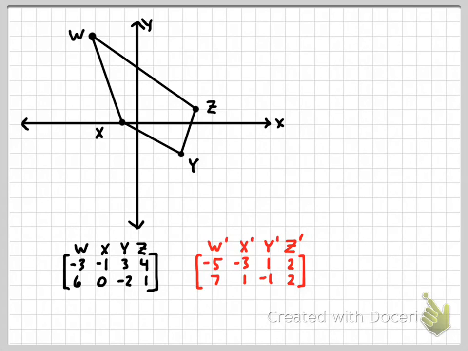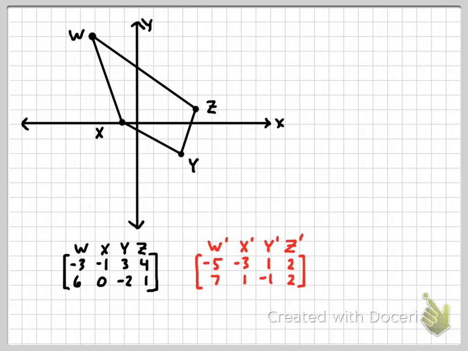Okay. Now, notice what I've done here whenever I graphed the polygon matrix. For point W, I had to look in its column to see that it had the coordinates -3 and 6, and then I went to -3, 6. That's how I graphed W. Then -1, 0 were the coordinates for point X. You can see that's -1, 0, and so forth.